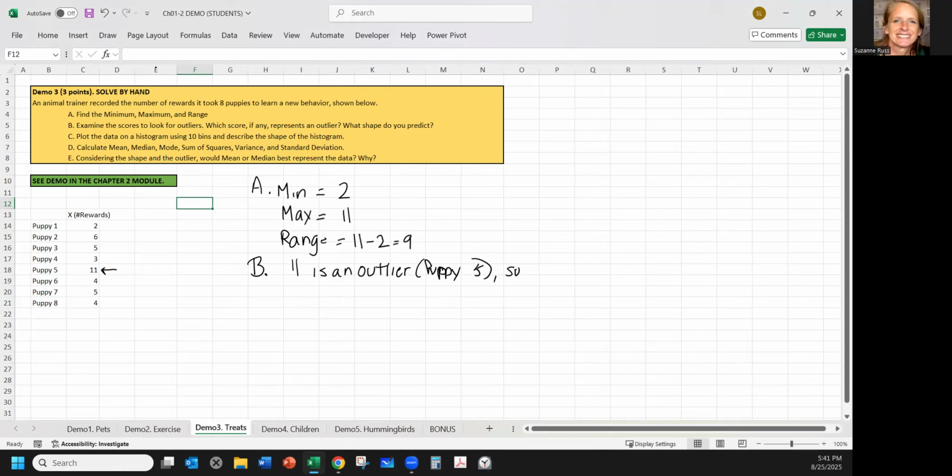I can see that this score is larger than the others. So I would predict that the tail is going to extend away from the cluster of data points, the cluster of treats between 2 and 6, and extend way to the right. And so this is going to be a right skewed distribution.